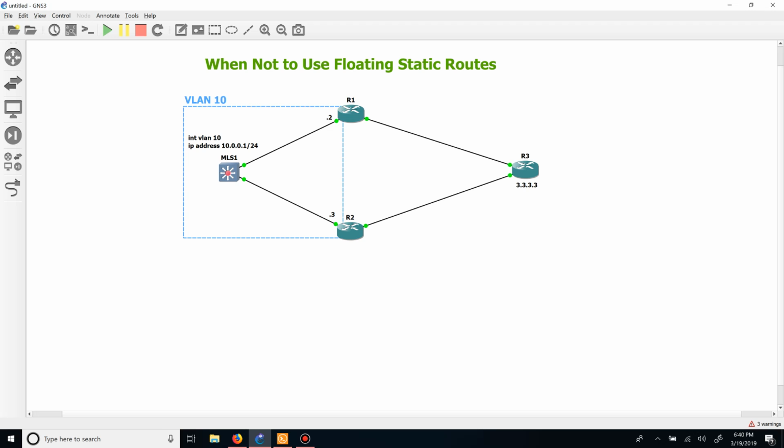What's up, guys? So today we're going to be going over why you should not use a floating static route. Well, one reason, and this reason is that it wouldn't work in this situation.